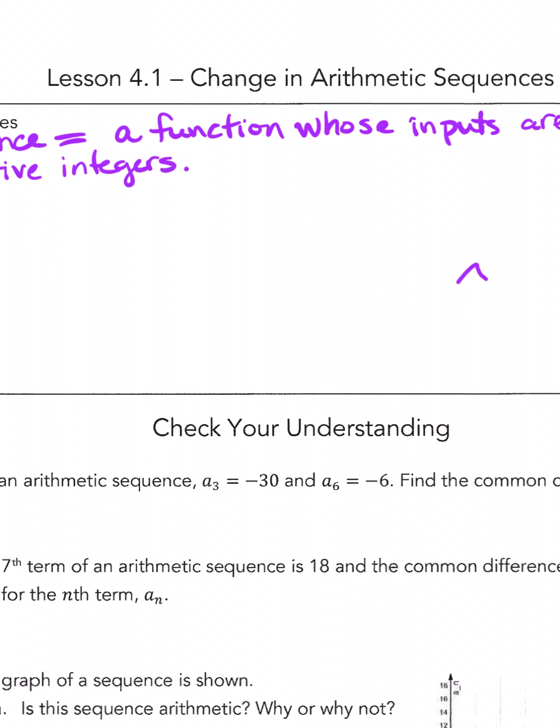Now, what makes something an arithmetic sequence? No. What did we say? An arithmetic sequence has a common what? Common difference. In other words, you add the same amount or subtract the same amount to go from one term of the sequence to the next, don't you?